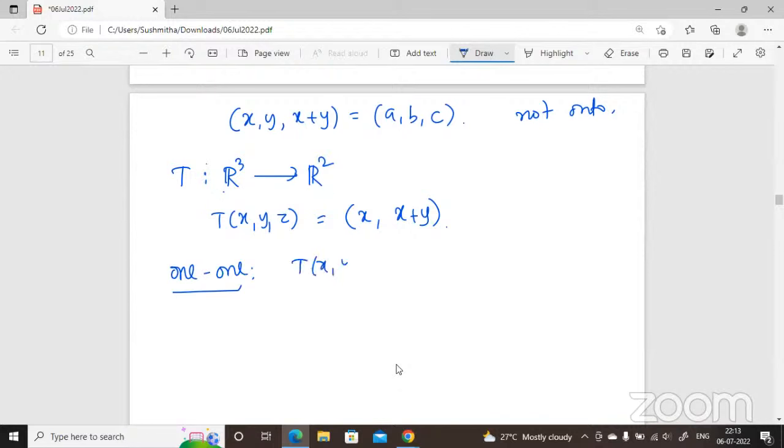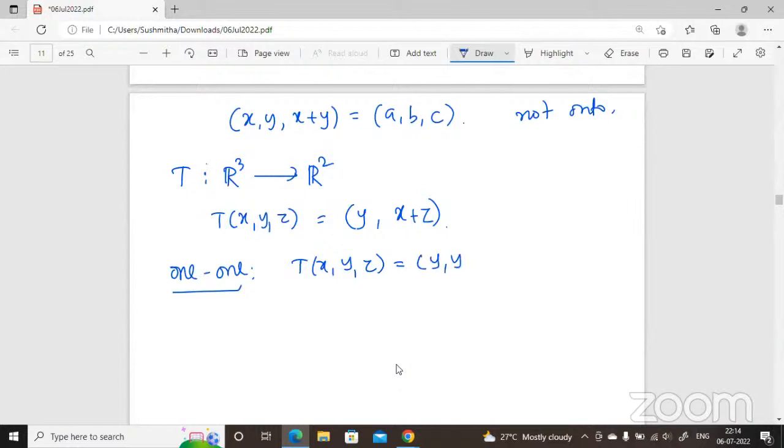So T of x comma y comma z is equal to, or even if I was going to involve all the variables, it's still not going to be one-to-one because I cannot put all this. Obviously I want to send every vector here to some vector here. Only then it is a function, right? So there is no way I'm just going to send 1, 0 to this 0 and then send everything else elsewhere.